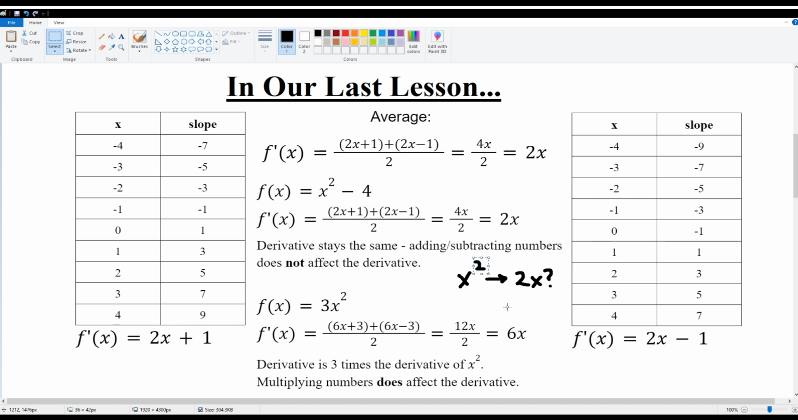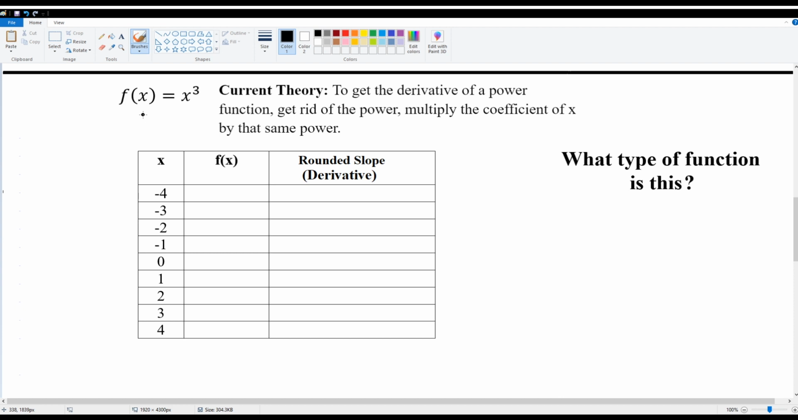Let's test that theory. So here we have the function x cubed, and we want to try to figure out what the derivative of this is. Our current theory would lead us to believe that we can just take this exponent and move it down in front of the variable here, meaning that the derivative should be 3x. If x squared gives you 2x, x cubed should give you 3x. That seems like it makes the most sense, right?